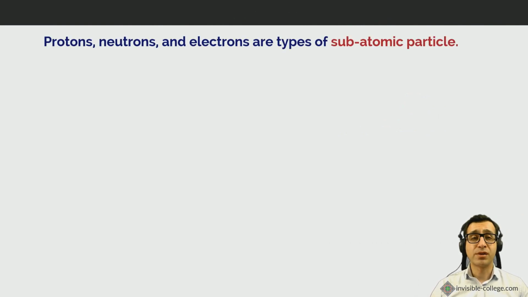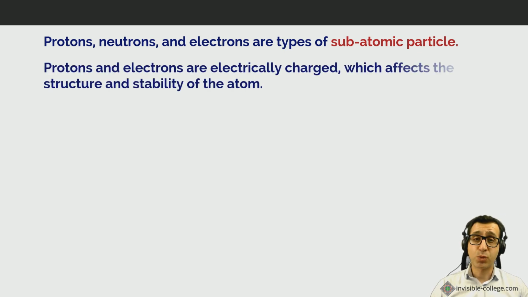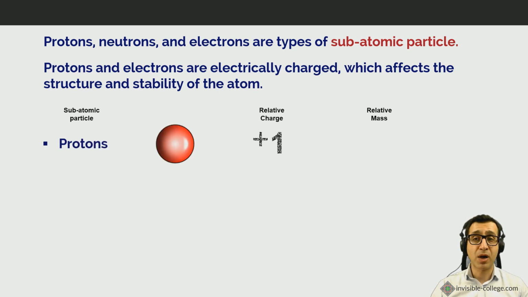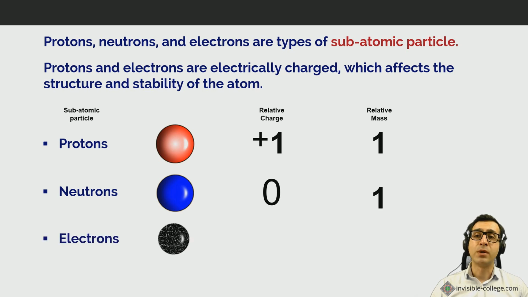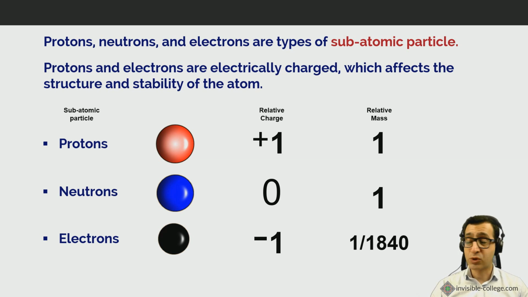So protons, neutrons, electrons, these are all types of subatomic particles. Protons and electrons are electrically charged, which affects the structure and the stability of an atom. And so if we imagine comparing the relative charges and the relative masses of these 3 types of subatomic particles, you should have an idea of these numbers. Once again, we're not measuring the mass of these particles in standard units, which would be kilograms, and for the same reason, we also don't measure the charges of these particles in the standard units of charge, which would be coulombs.